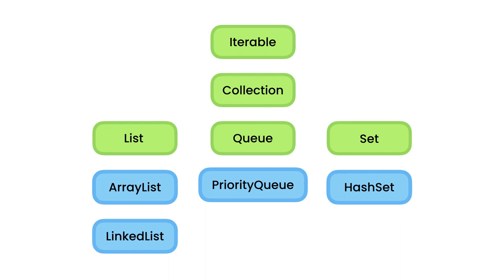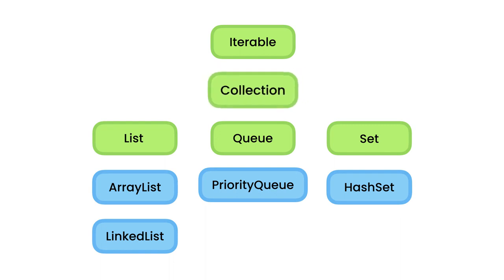So at the top of this hierarchy, we have the Iterable interface. This interface represents an object that can be used in a for each statement. So if we implement this interface in our generic list class, we'll be able to use it in a for each loop. I will show you how to do that later.